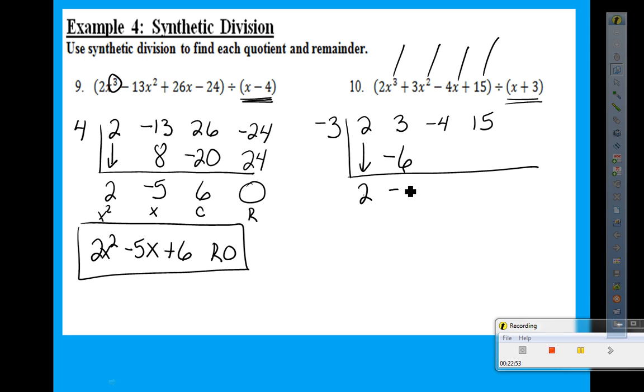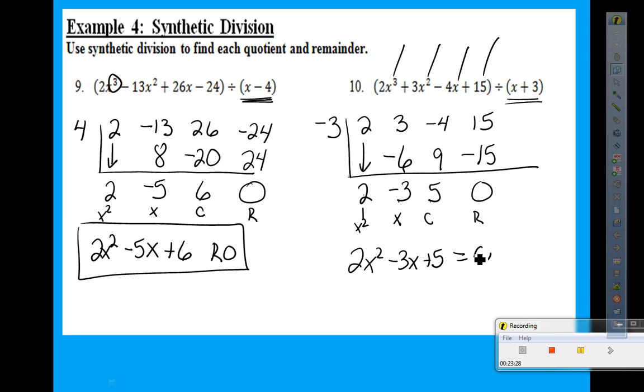Add them together and get negative 3. Negative 3 times negative 3 is 9. Add them together and get 5. Negative 3 times 5 is negative 15. Add those together and get 0. We started with the cube. Go down 1. This represents the squared, the x, the constant, the remainder. So I've got 2x squared minus 3x plus 5 equal 0. Okay.